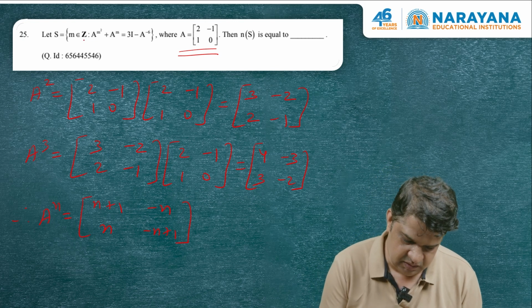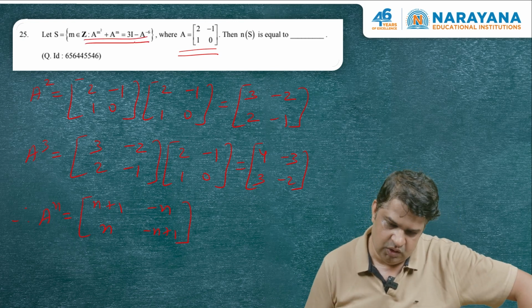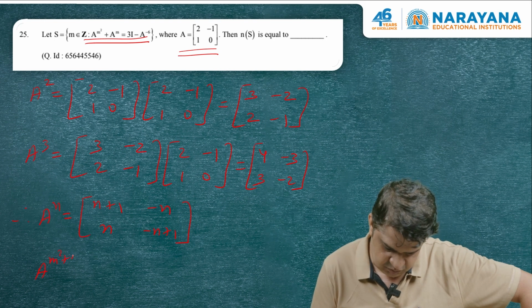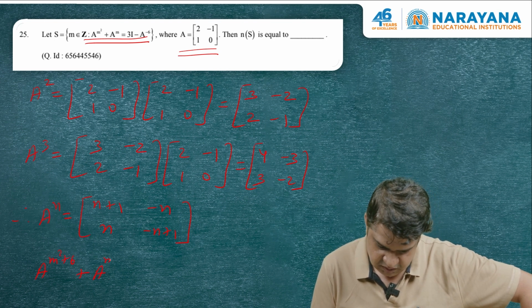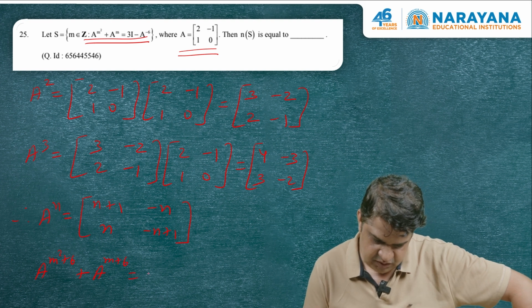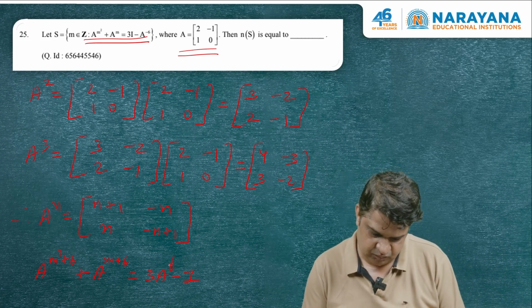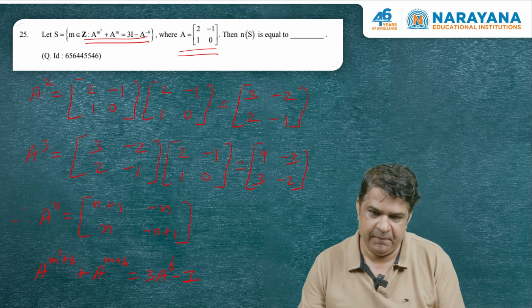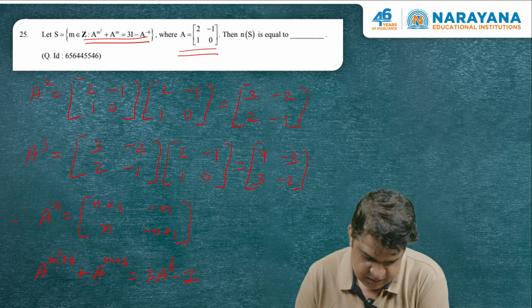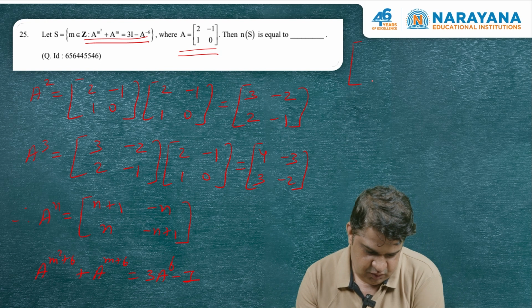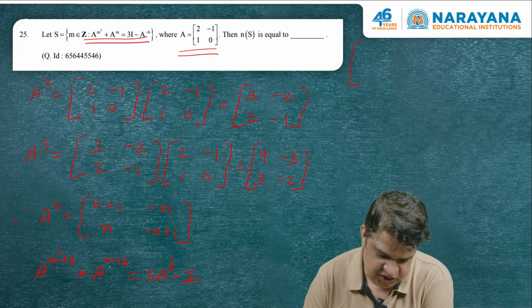Now, in the given condition, if I multiply the whole equation with A power 6, I will get A power m square plus 6 plus A power m plus 6 equal to 3 times A power 6 minus I. So, here if I calculate the matrix formed at the left hand side, I will get m square plus 6 plus m plus 6 plus 2. So, m square plus m plus 14.